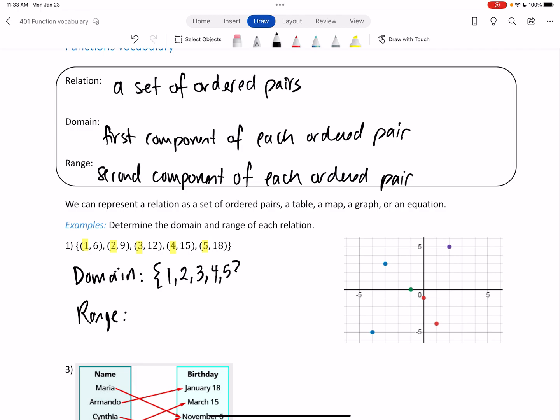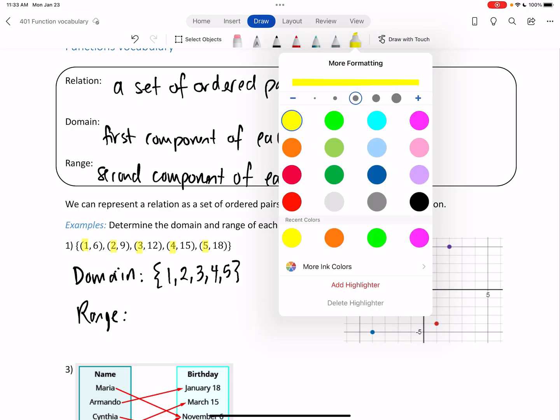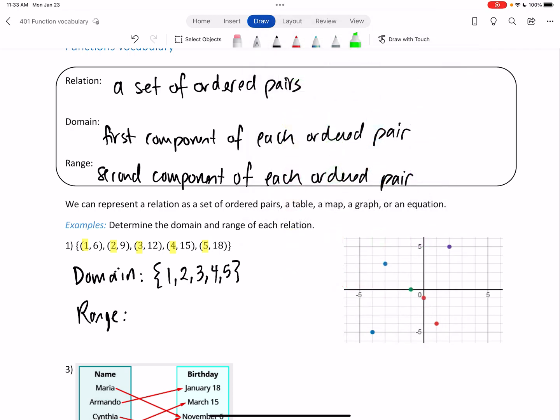Now, the order we write these in doesn't matter. We're not going to write any duplicates, so if one showed up a bunch of times, we wouldn't write it over and over again. And now we're going to do the same thing with the range. So the range is all the second components. So 6, 9, 12, 15, 18.